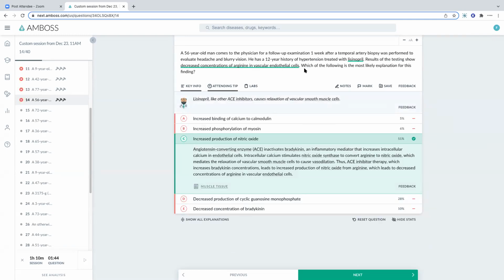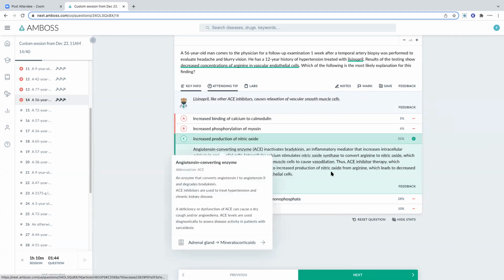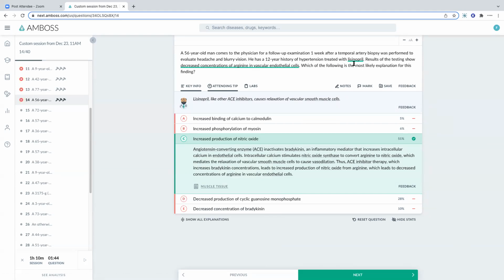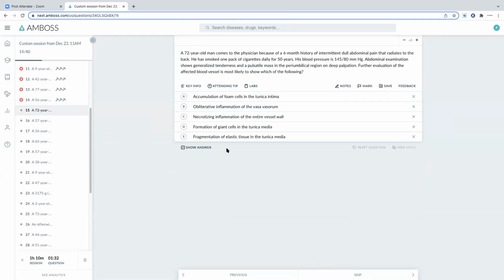Okay. Everyone chose D. The correct answer for this one is C. Why? Because over here, the patient was treated with lisinopril. Results of the testing show decreased concentrations of arginine. Which of the following is the most likely explanation for this finding? Why is there decreased arginine? There's decreased arginine because all the arginine is converted to nitric oxide. Yes or no? Do you guys remember that we get nitric oxide from arginine? Yes, it's all consumed. Very good. So C is the correct answer. Which one did you guys choose over here?